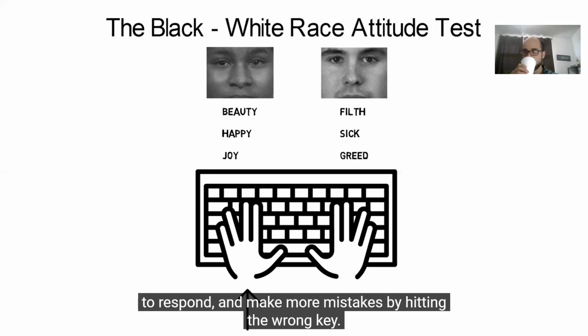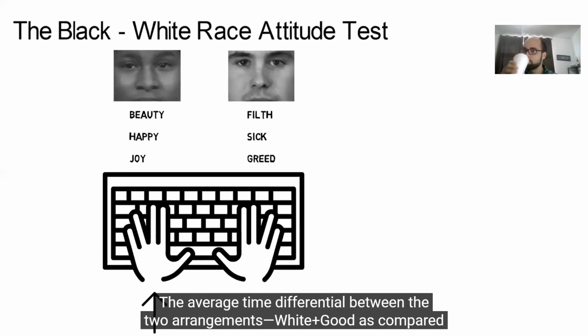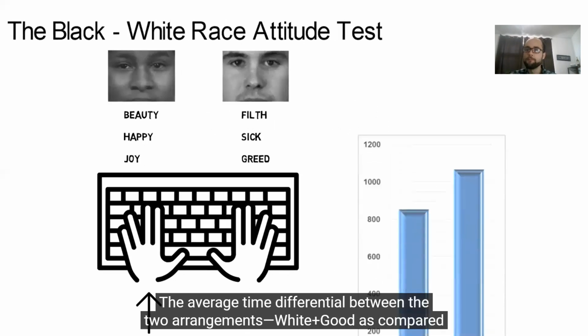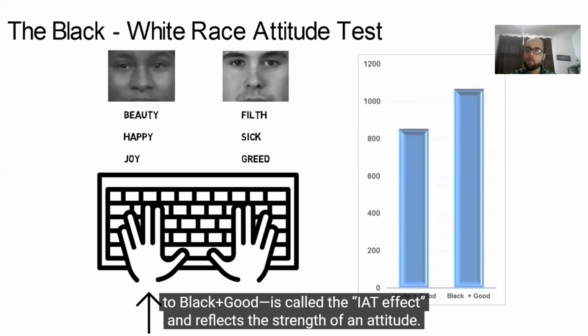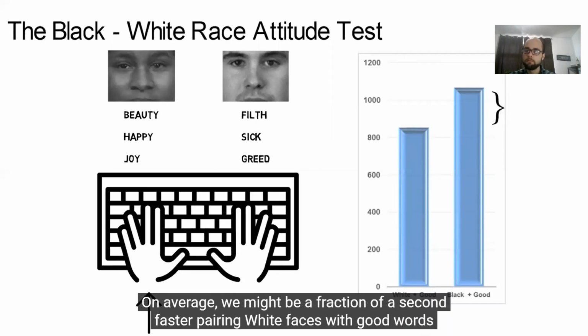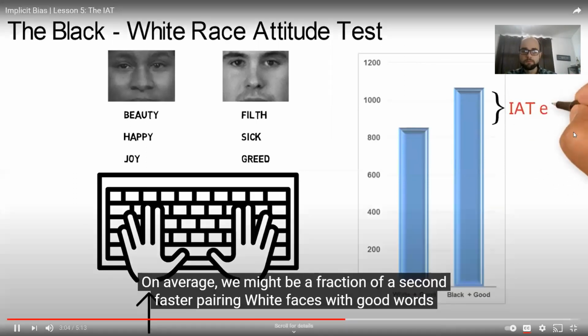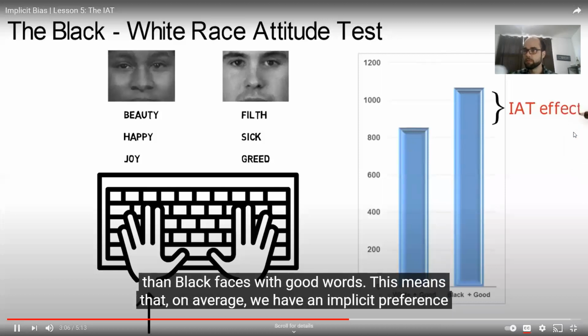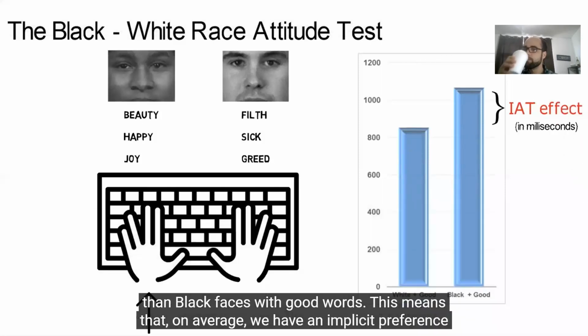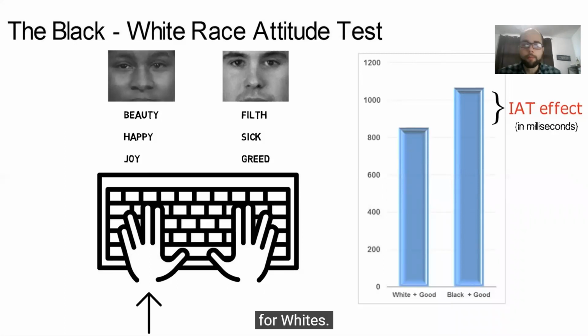The average time differential between the 2 arrangements, white plus good as compared to black plus good, is called the IAT effect and reflects the strength of an attitude. On average, we might be a fraction of a second faster pairing white faces with good words than black faces with good words. This means that on average, we have an implicit preference for whites.